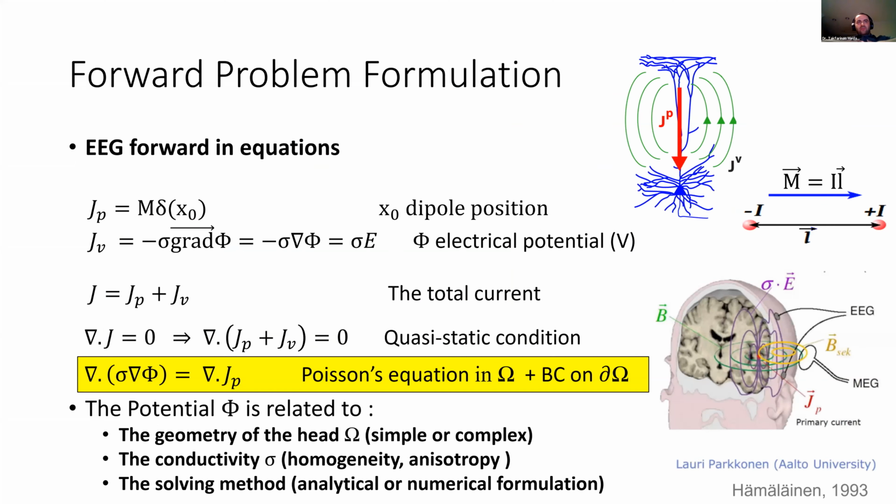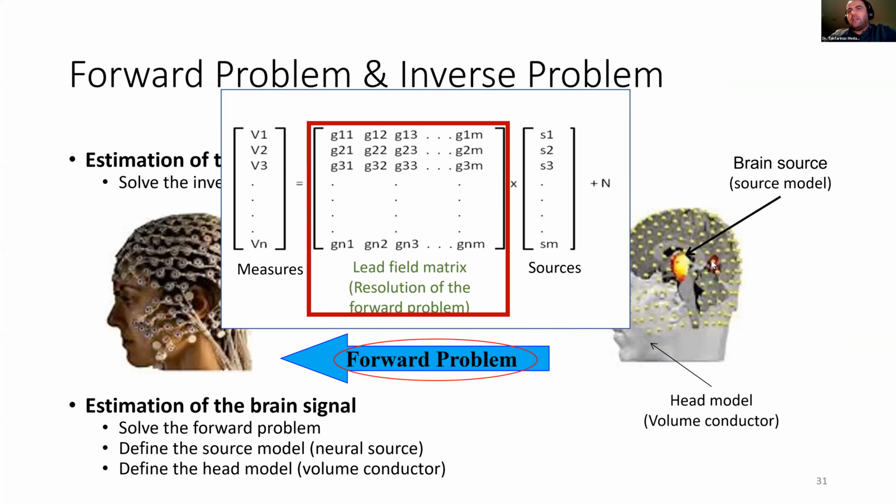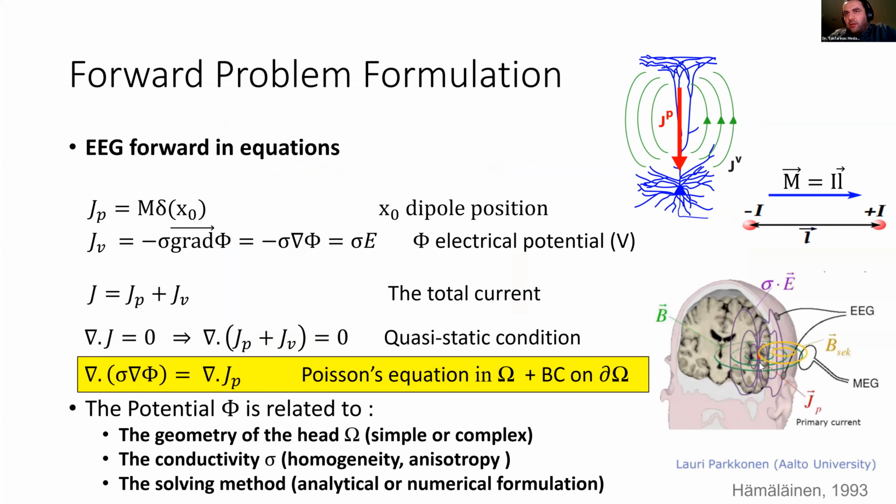So how to formulate this forward problem? Up to now, we need to model the source. As I explained before, since there is this current or postsynaptic potential, the current between the two neurons, there is displacement of charge, so we can model it as a current dipole. The current dipole is defined by its moment, as explained before. This dipole is the primary current, and it's localized only on the position of the source, for example here, inside the brain.